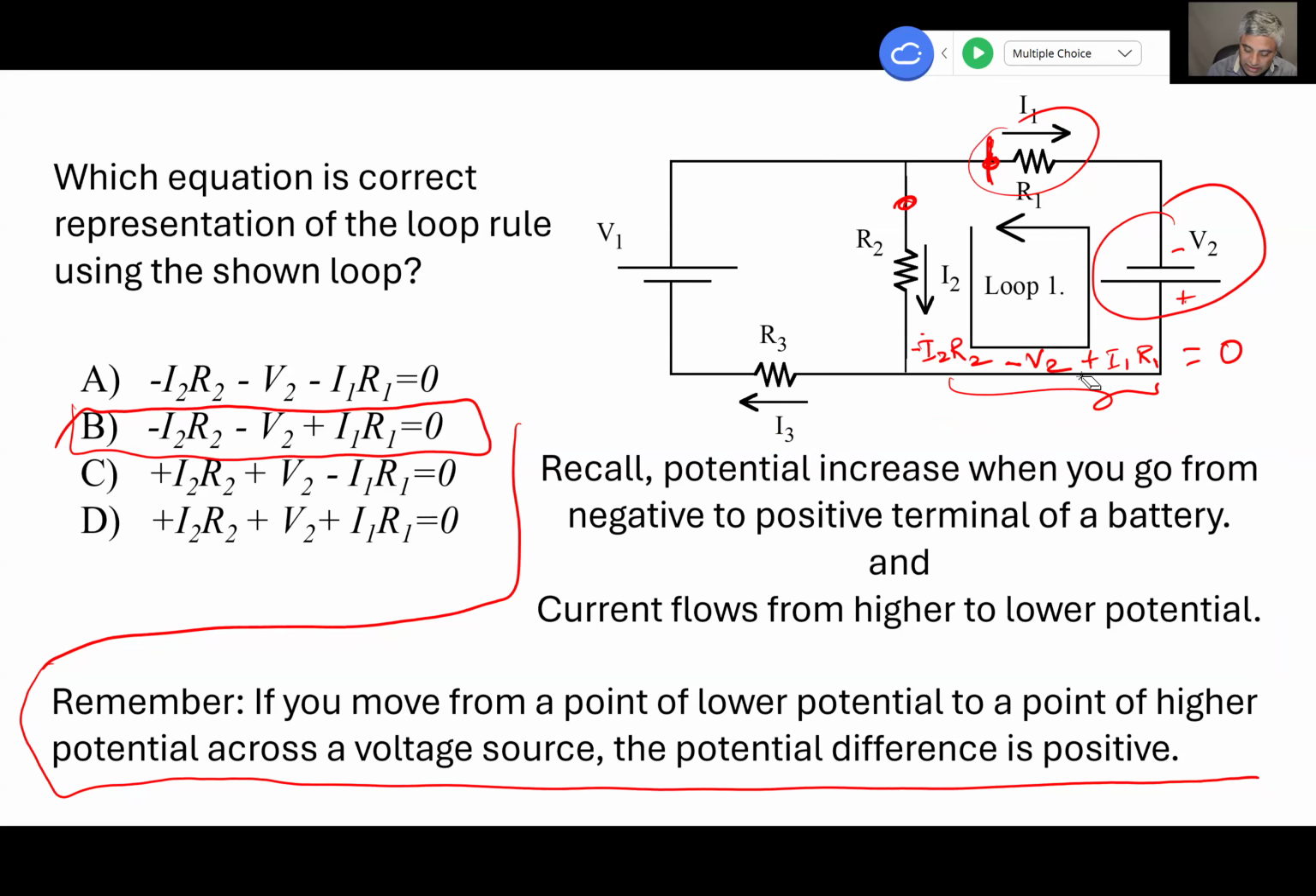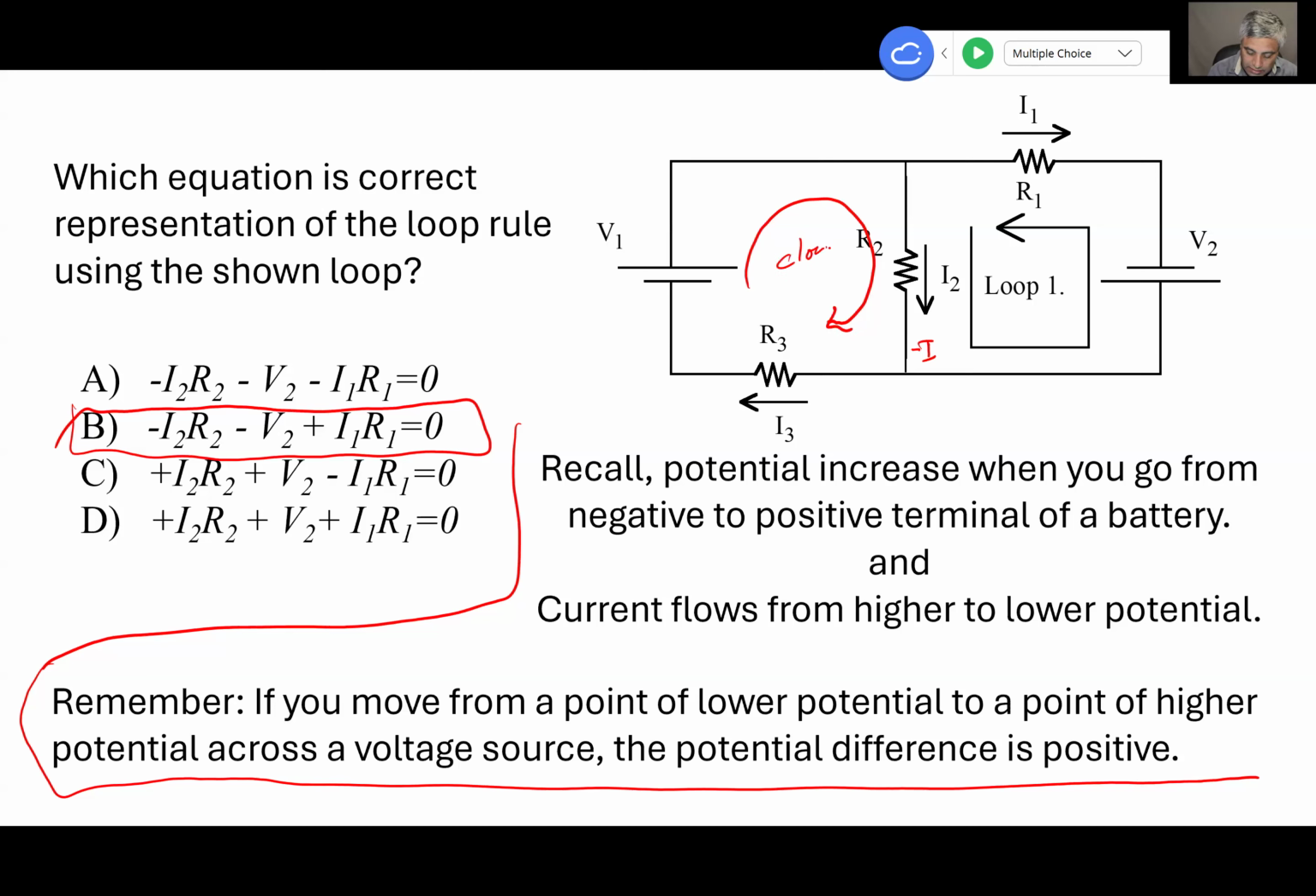Okay. So now let's say we are going in this loop like this. Okay. This is clockwise. That is loop 1. This is loop 2. So that's going to give us the second equation when we write it. Okay.